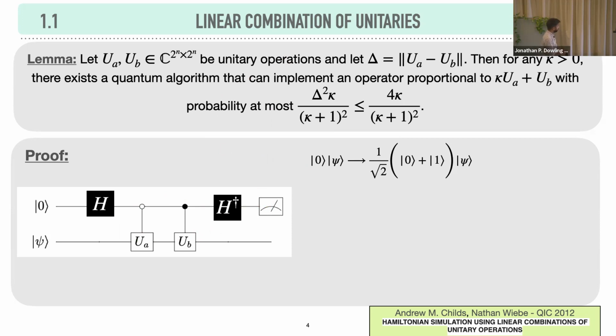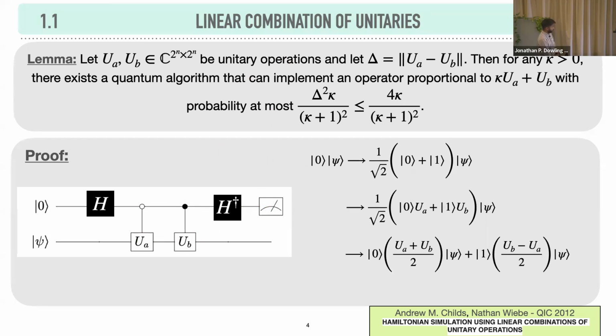And so as you move forward, when you apply these control unitaries, you gain access to this state. And when you again do a change of basis on the ancilla qubit, you now end up with this superposition state. And so as you can see here, if you post select on the zero state of your ancilla qubit, you end up with an operation which is equal to the averaging operation of these two unitaries acting on your state psi.